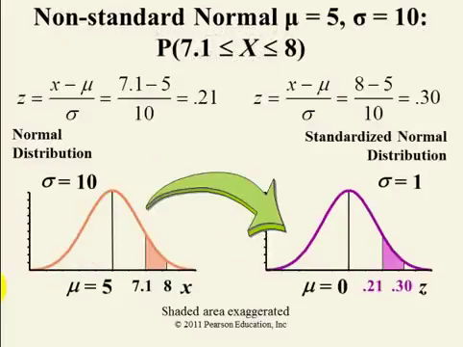And here we'll do a similar kind of idea. You transform 7.1 and 8, and then we look up those values in the table and take the difference of them to come up with the area under the curve, which is the probability.